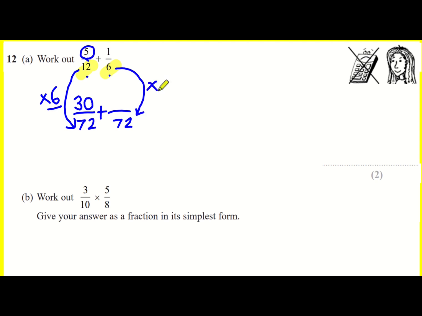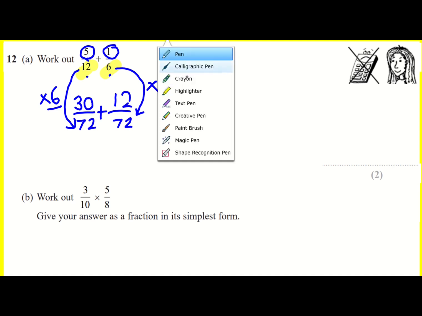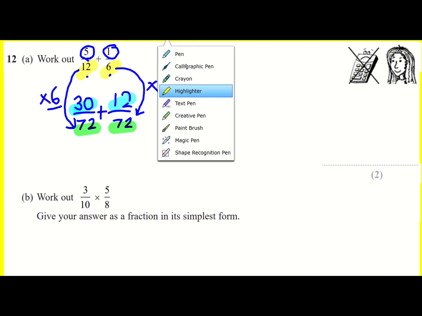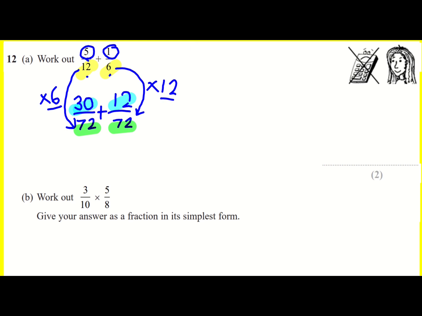Well, on this side, I've multiplied the 6 by 12, logically, because I multiplied these two numbers together to begin with. And therefore, I must multiply this numerator by 12 also, and that gives me 12. So now we have what is called a common denominator. In other words, these two numbers are the same, 72. And now that we've got that, we can add our numerators. So if I add those two numerators together, 12 and 30, I get my answer, which is 42/72.